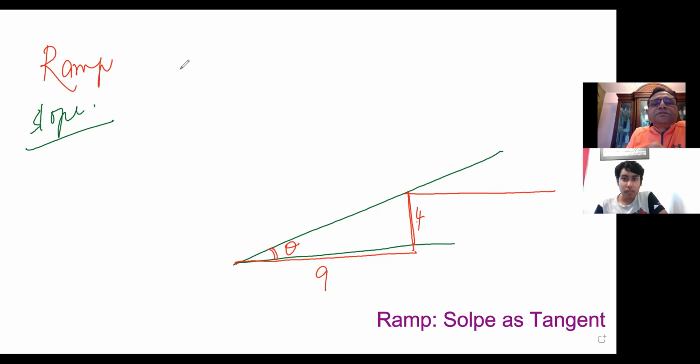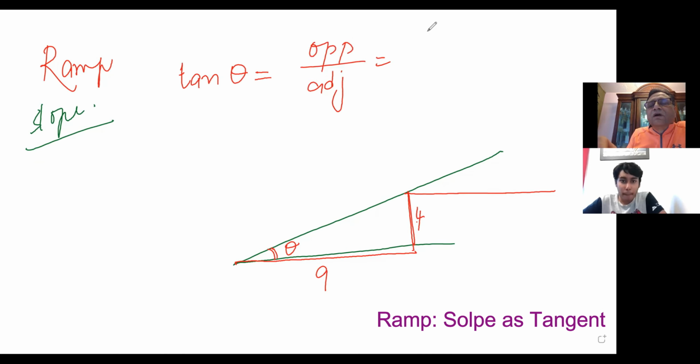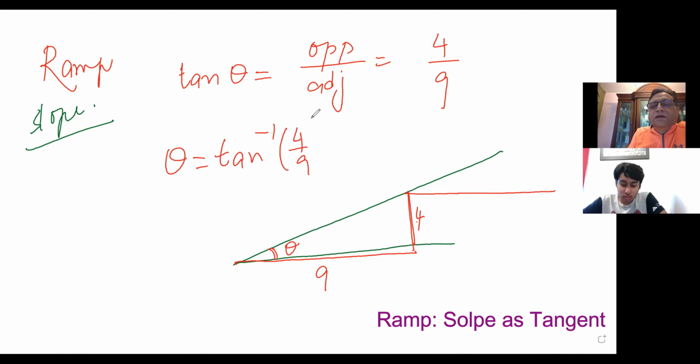Angle theta. So you can use the tan ratio, tan theta, which is the ratio of the opposite side over the adjacent. So 4 over 9. And to find theta, you have to do the inverse. Inverse is the reverse operation, right? So theta is tan inverse of 4 over 9. And we get the value of theta.